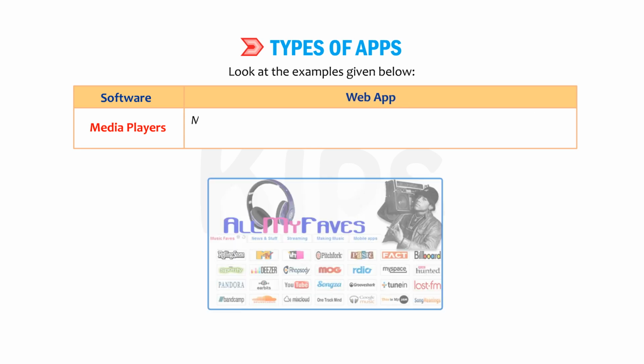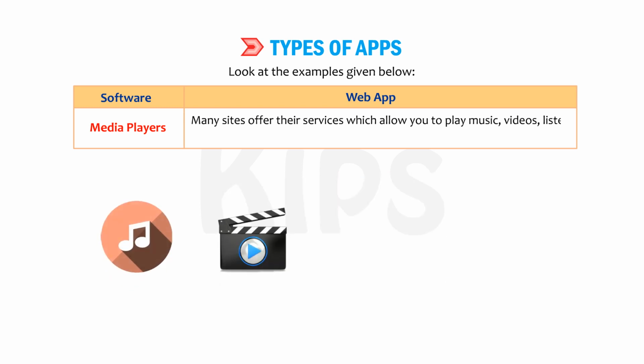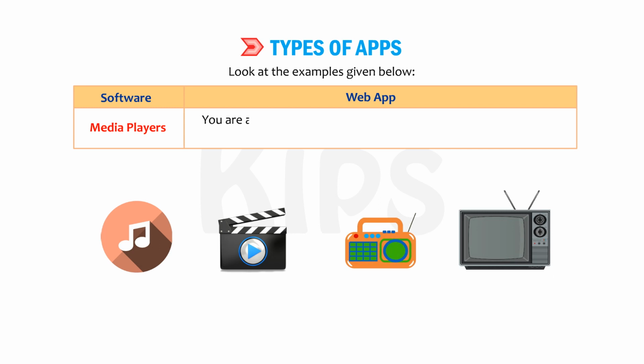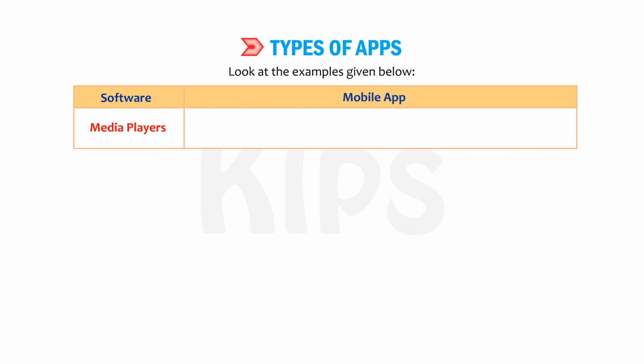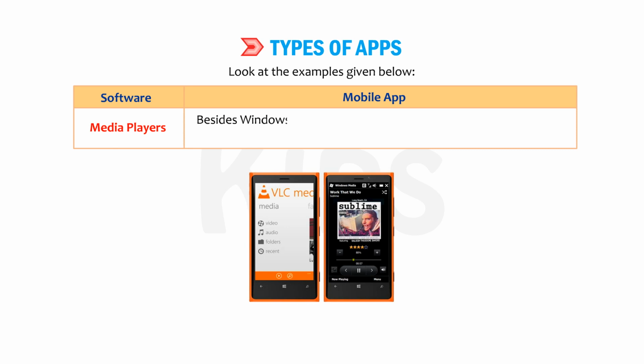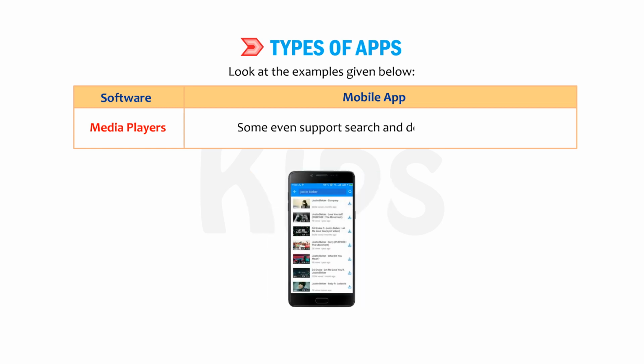Web app. Many sites offer their services which allow you to play music, videos, listen to the radio, and even watch TV while online. You are also allowed access to the content of these web-based applications. Mobile app. Media players are now included as a standard app on all smartphones. Besides Windows Media Player and VLC Player, other players are also available. All allow you to play your own media. Some even support search and download feature.